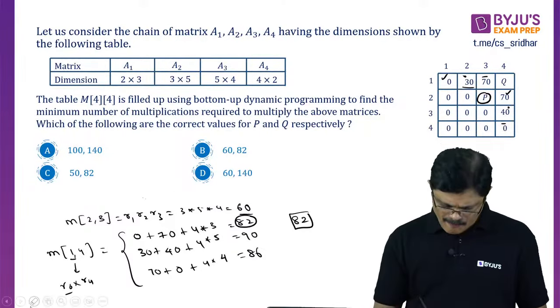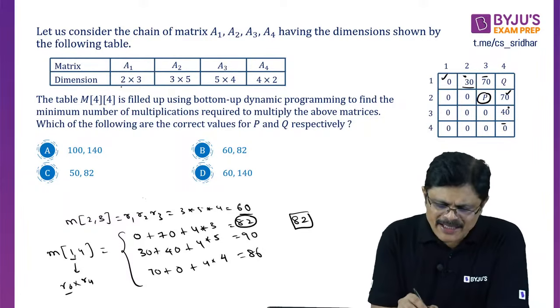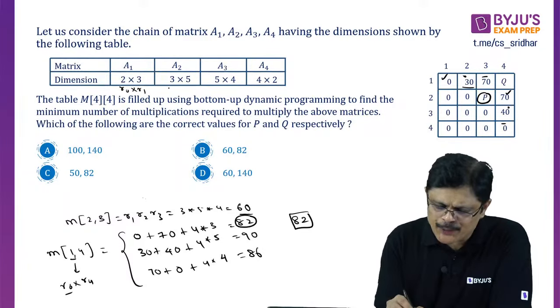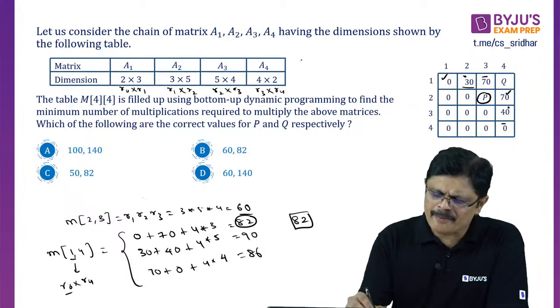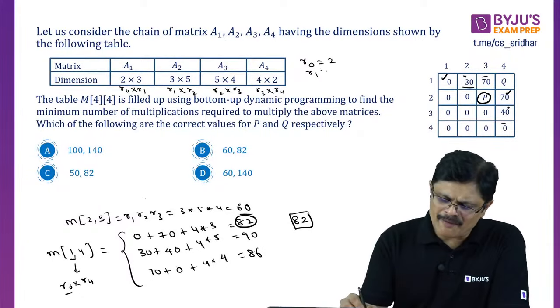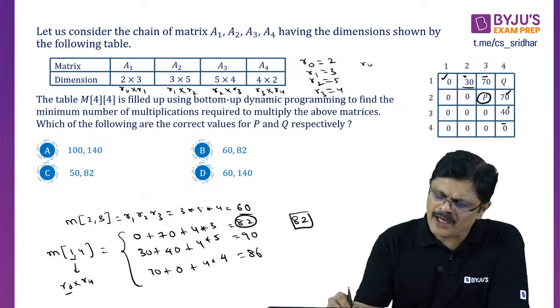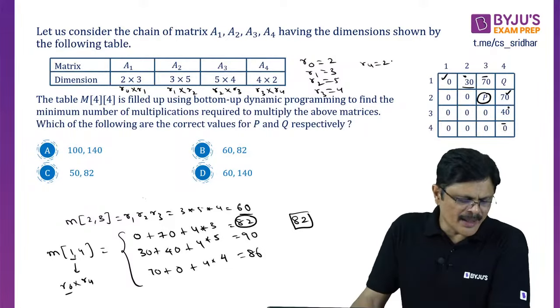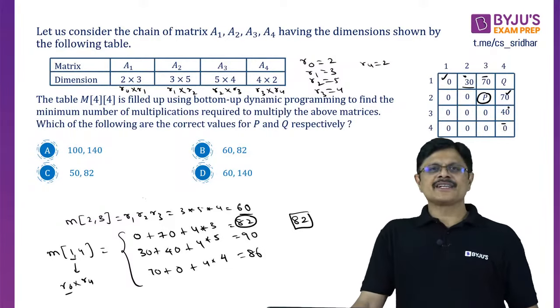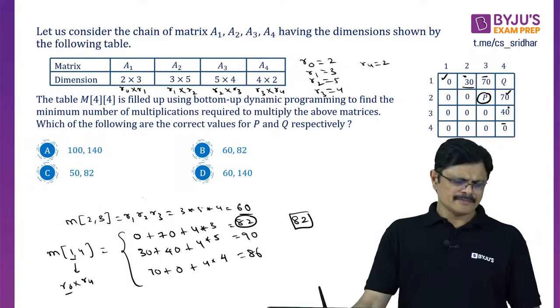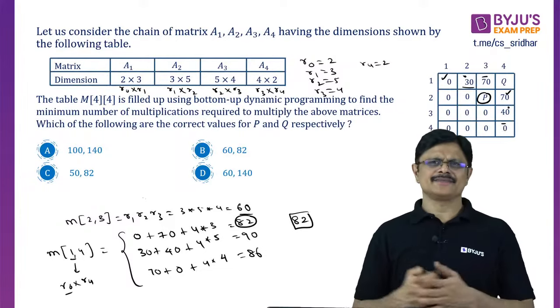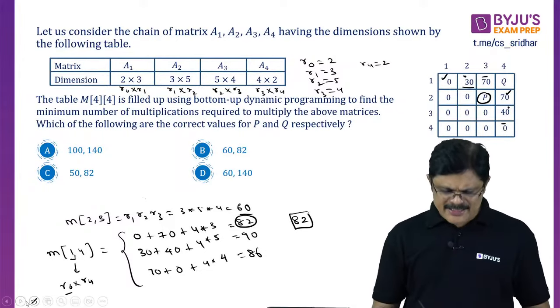We assume that A1 is of order R0, R1, A2 is of the order R1, R2, A3 is of the order R2, R3, A4 is of order R3, R4. From this you understand R0 is 2, R1 is 3, R2 is 5, R3 is 4 and R4 is 2. Is it clear, sir? Amit Sharma? Is it clear? That is it. It is a simple story, my dear friend.